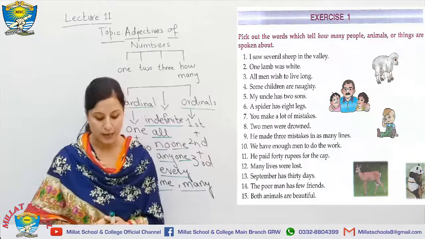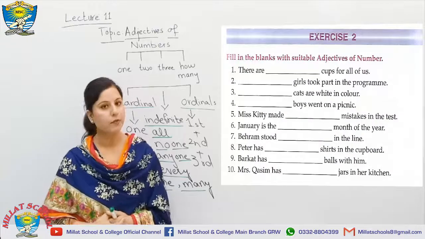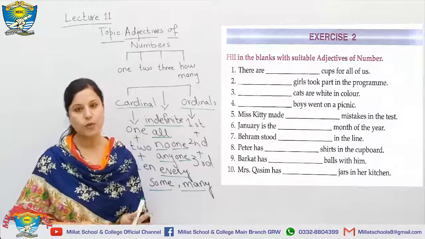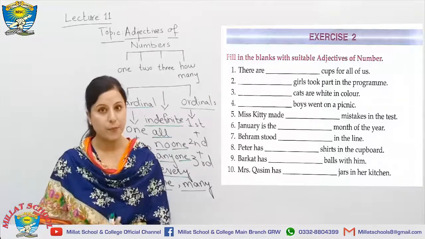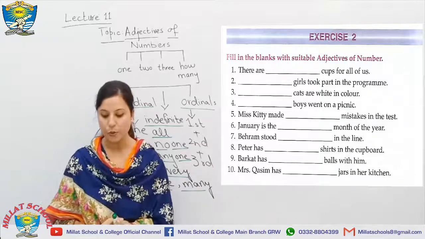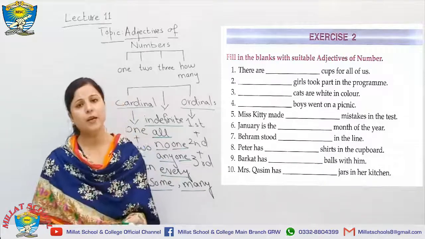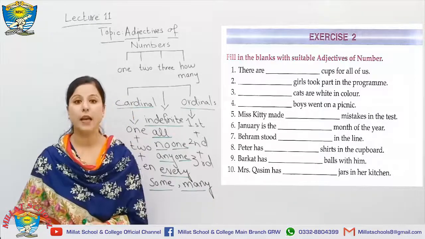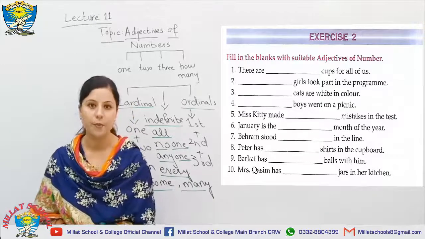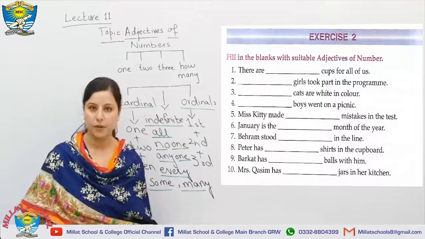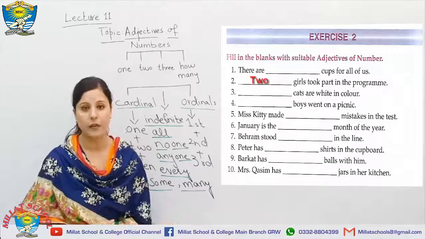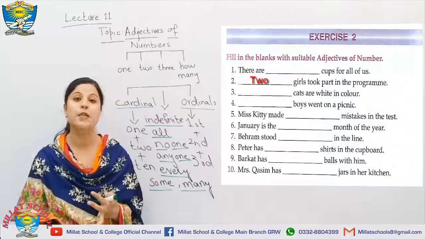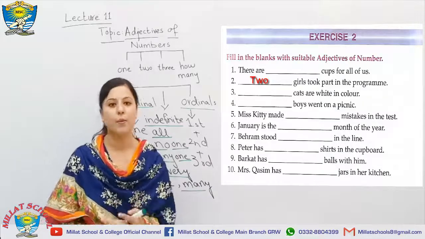Let's move to the next category, that is on page number 51. Exercise number 2, fill in the blanks with suitable adjectives of number. Number 2 sentence, dash girls took part in the program. You can write any number of your choice, because the girls are exactly numbered, and if there is some program in your school or in any other field, you must know the exact number of the girls. Why? Because it is mandatory to understand all the numbers exactly.